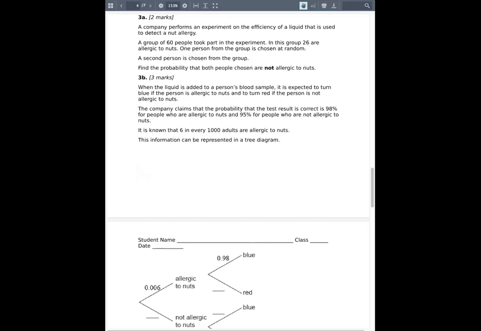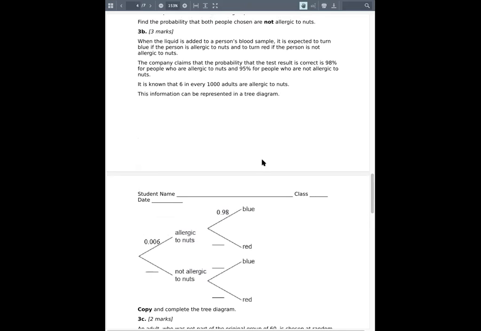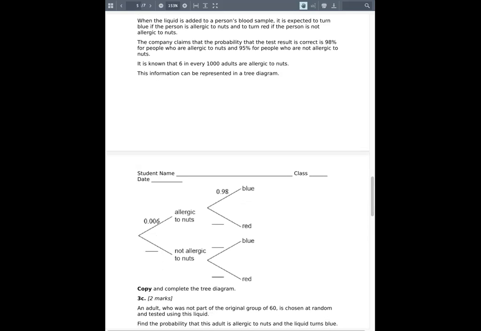And then moving on, we're going on to 3B. Okay, 3B. When the liquid is added to a person's blood sample, it is expected to turn blue if the person is allergic to nuts, and to turn red if the person is not allergic to nuts. The company claims that the probability that the test result is correct is 98% for people who are allergic to nuts and 95% for people who are not allergic to nuts. It is known that 6 in every 1,000 adults are allergic to nuts. This information can be represented in a tree diagram. Copy and complete the tree diagram.